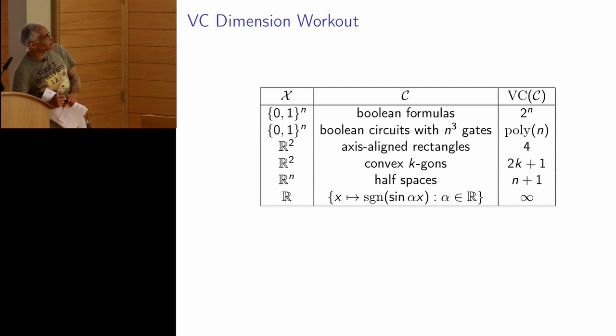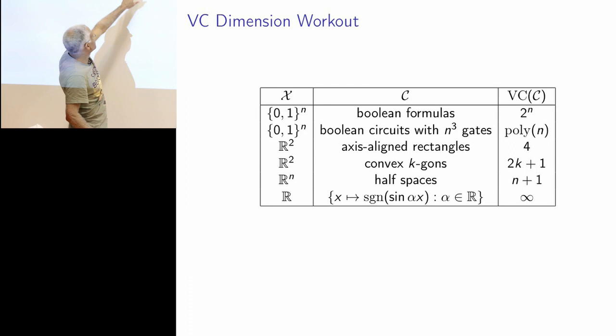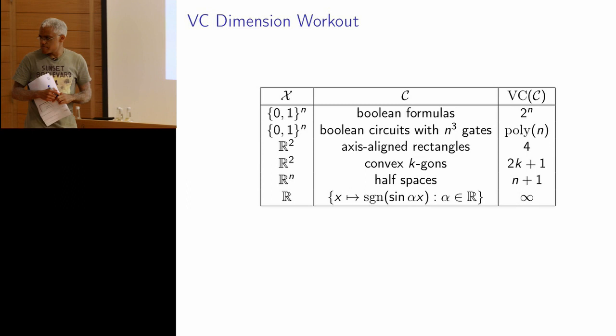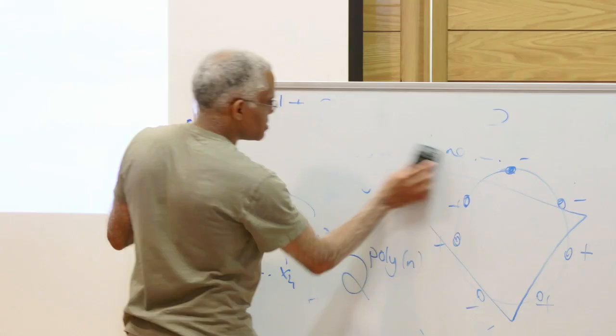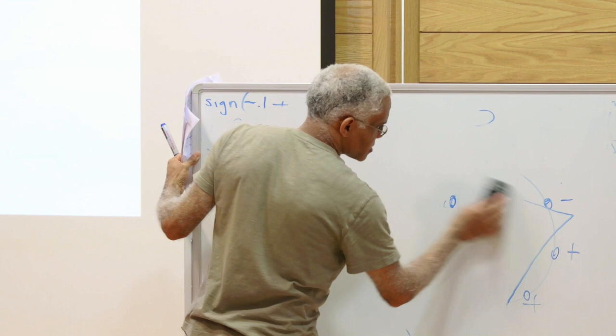It's a class of functions with this parameter, and the function looks at the sign. The sign means if the thing is positive, return plus 1, and if the thing is negative, return minus 1.